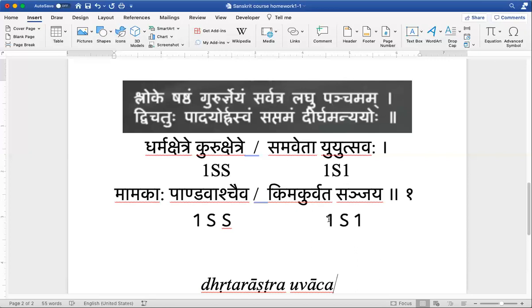And the last one, Sarvatra Lagu Panchamam. So the sixth one is Guru in everyone, and fifth one is Lagu in all the four quarters, Padah. First Padah, second Padah, third Padah, and fourth Padah. So they are called four Padas. So in the first Padah, fifth one is Lagu, sixth one is Guru. Same applies to all the Padas.